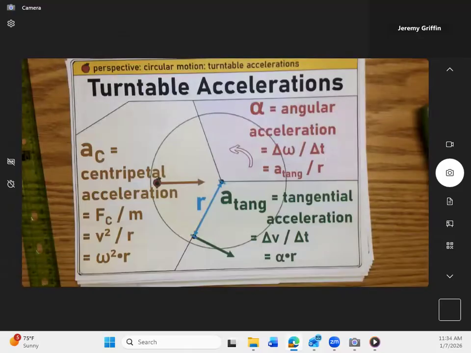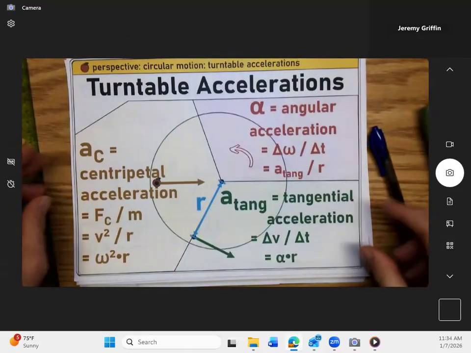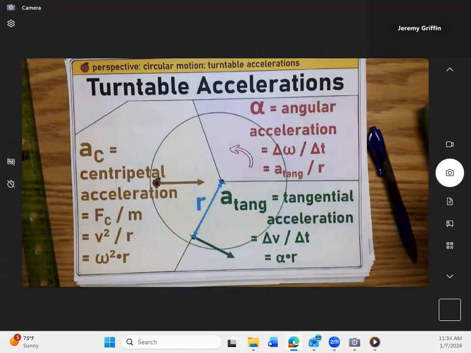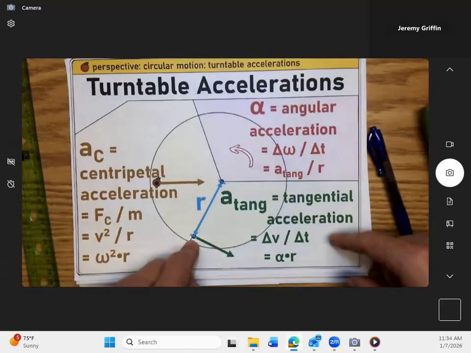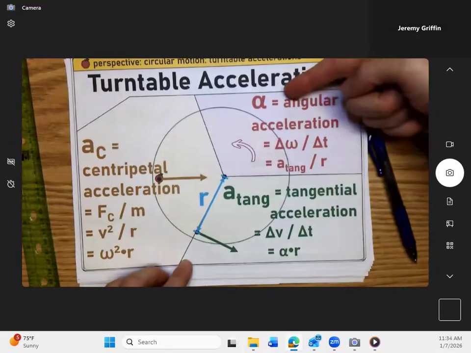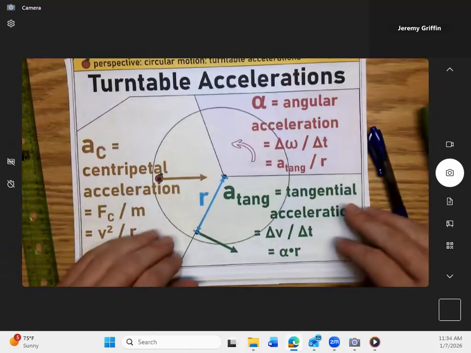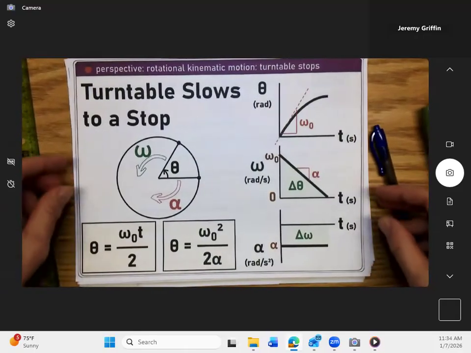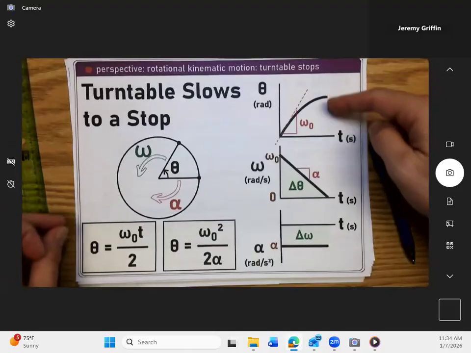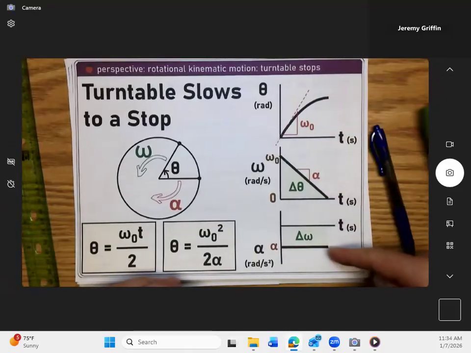Got those. You guys remember we're juggling 3 different types of acceleration. We got linear type acceleration, tangential acceleration. We got the whole turntable can speed up spinning, that's called angular acceleration. Also centripetal. Okay, let's review. Here's what the turntable slowing to a stop looks like. How far it's turned, how fast it's rotating. Negative acceleration.